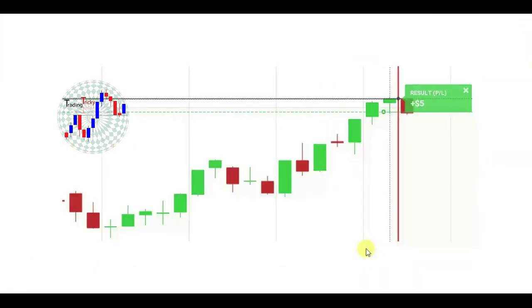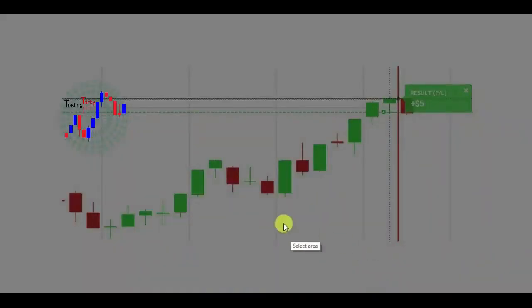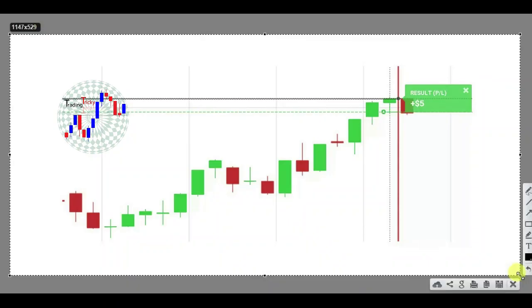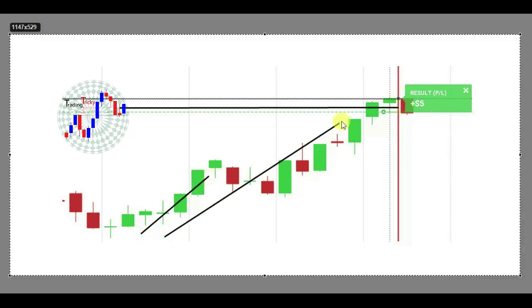So this is the chart. I have taken some trades using round numbers, so let me show you. This is a round number, you can see, and I have placed a higher option here because this is a momentum and this is an uptrend.